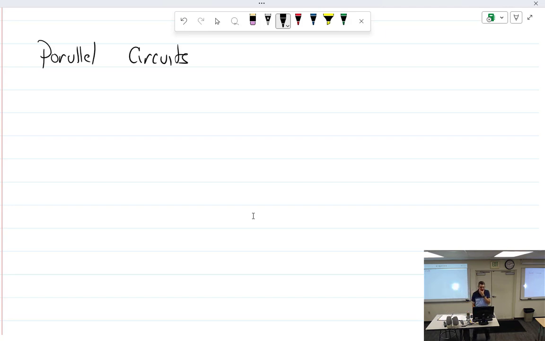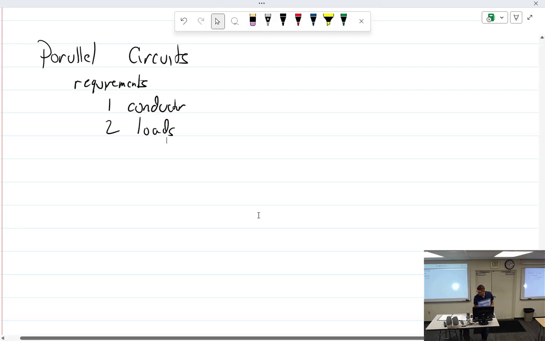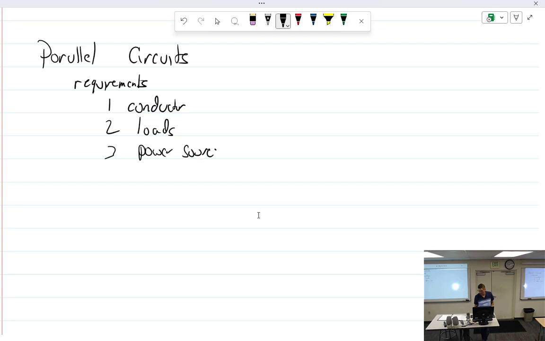All right, so parallel circuits. We have the same requirements, more or less. We must have a conductor. We must have some sort of load. We've got to have two now, because if you only have one load, it's a series. You can call it parallel, but it's not. We, of course, have to have our power source, and more than one path.